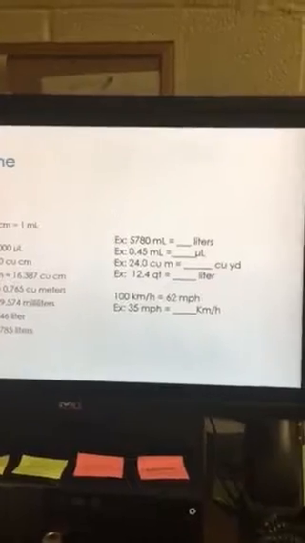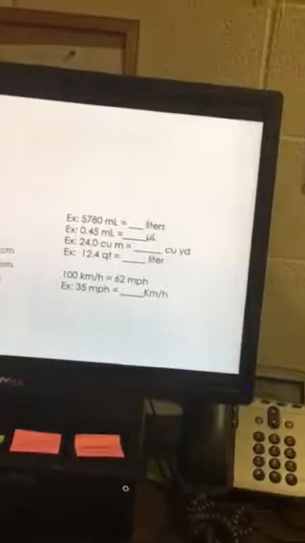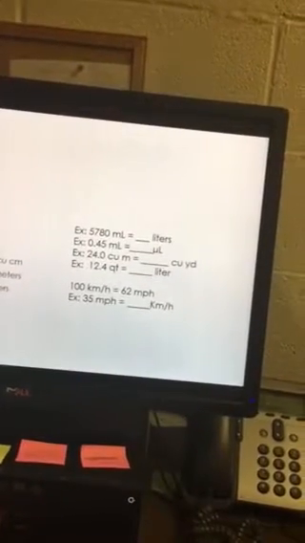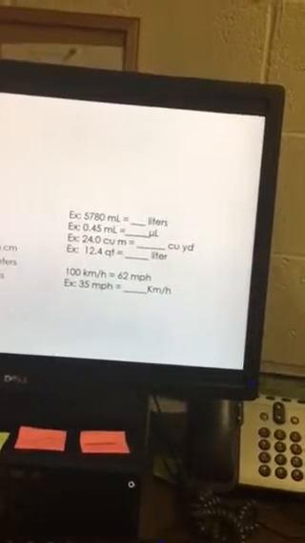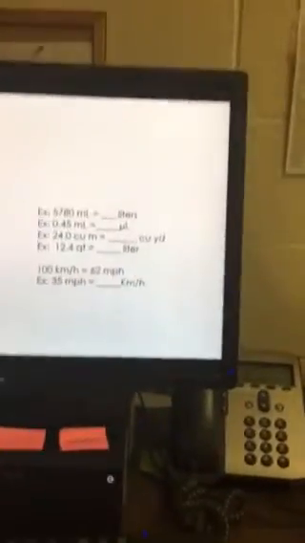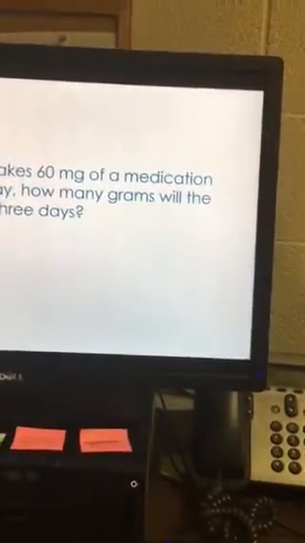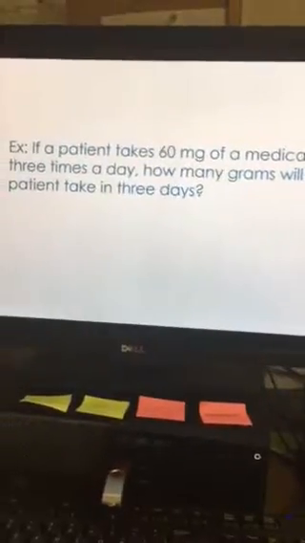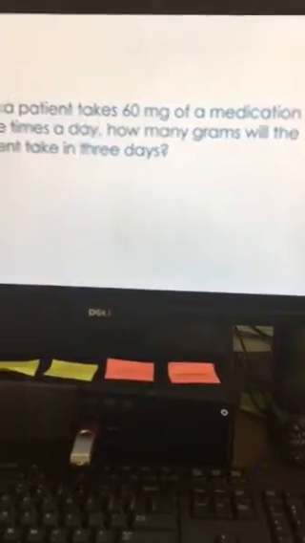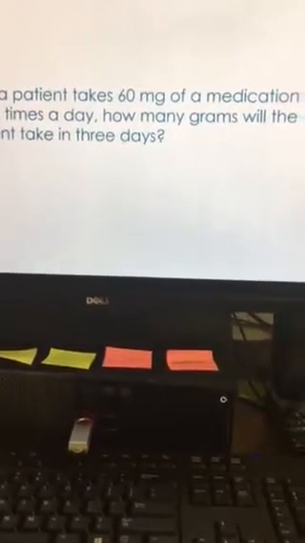Now, let's do a problem like the one on the bottom up there, 35 miles per hour. Well, they have a conversion up there for that, so that one's okay. We won't do that one. Let's do one like this one. There's a couple ways to do this problem. If a patient takes 60 milligrams of medication 3 times a day, how many grams will the patient take in 3 days? How many grams?